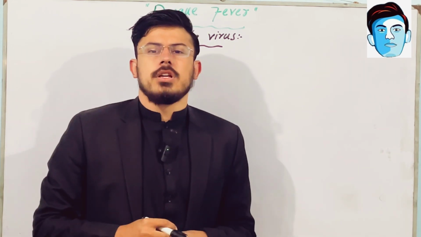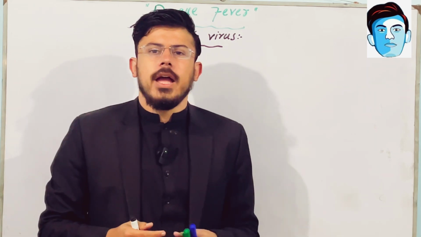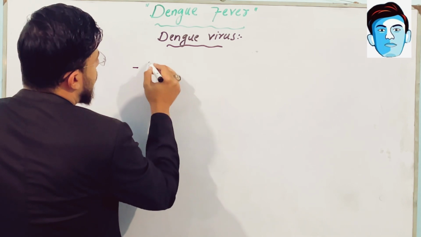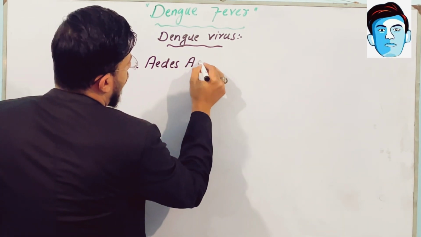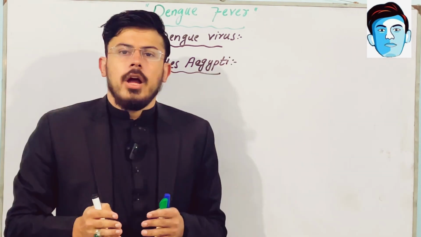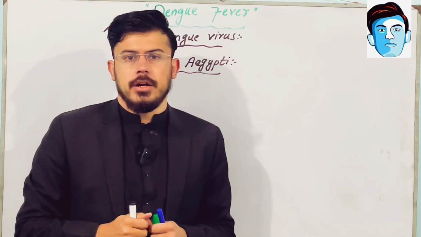Now, how is it transmitted? Dengue fever is transmitted by Aedes aegypti. Aedes aegypti have characteristic white and black spots over it.